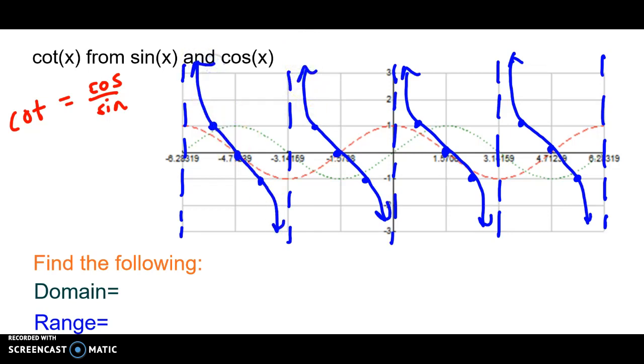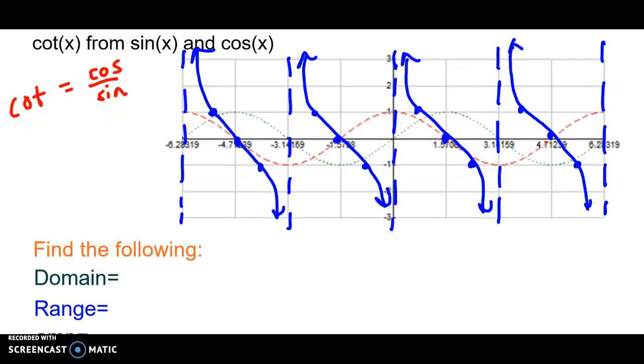Okay, so if you're thinking that that looks really similar to the tangent graph, it does. In fact, this is the tangent curve with a negative, right? Because it's decreasing instead of increasing. It's negative, and it also has a shift. So you should see a similarity there.